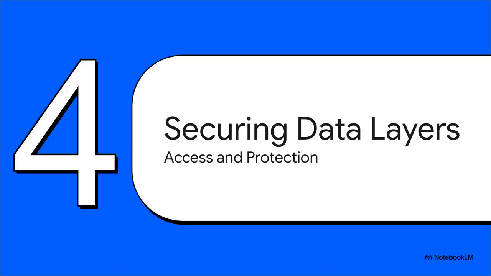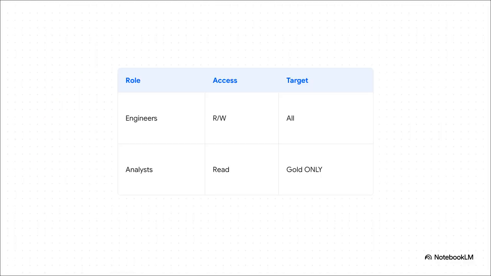Section 4. Securing the data layers, balancing access and protection. Okay, so here is a classic data engineering tug of war. The engineers need access to absolutely everything to do their jobs. But the analysts really shouldn't be basing their reports on unverified raw data. So the principle of least privilege is absolutely required here.